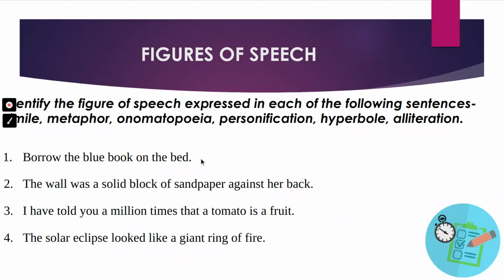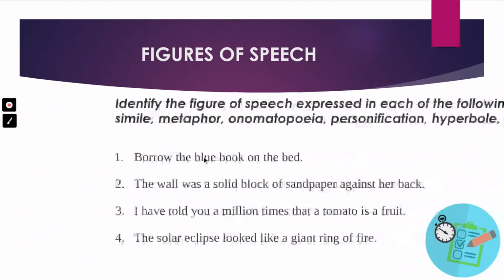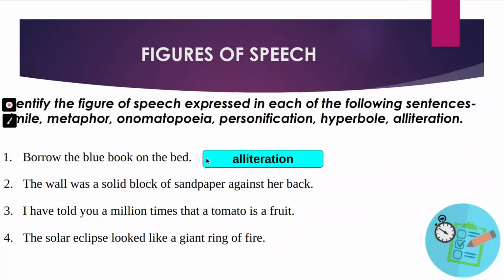Now, this is an example of, yep, you guessed it, alliteration. And why? Because you have the repetition of that sound B from letter B coming at the beginning of the words borrow, blue, book, and bed.